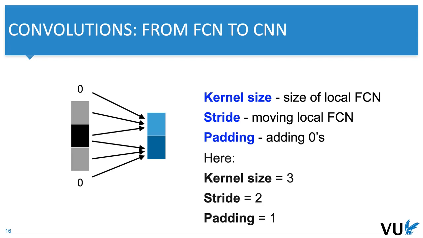Here, if we don't want to make this output larger, we want to make it smaller in fact, we can use, for instance, kernel size 3, padding 1, but stride 2. So it means that we move this kernel by 2, and the element in the middle will be processed twice.